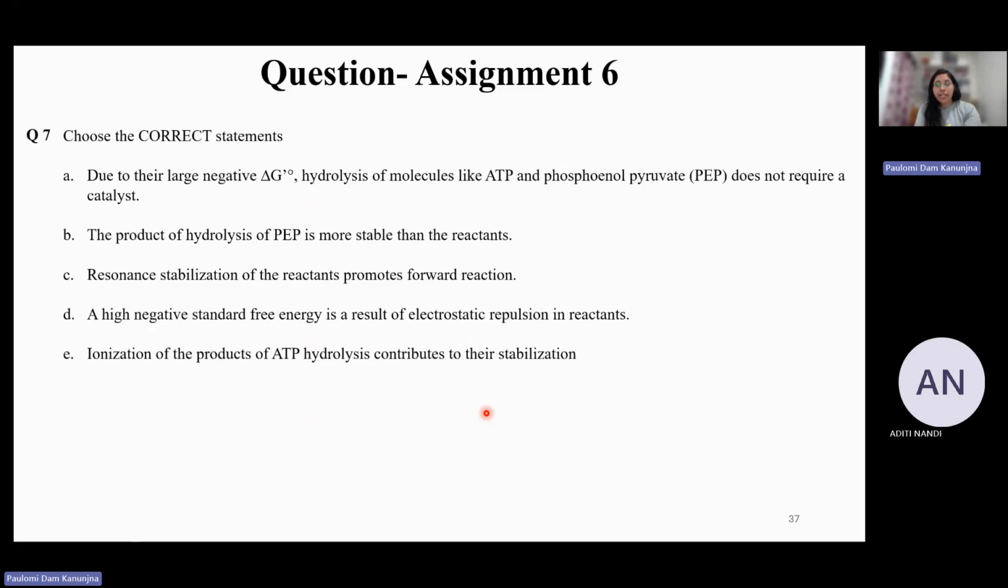Set of questions which again refer to statements. This is from the bioenergetics part.